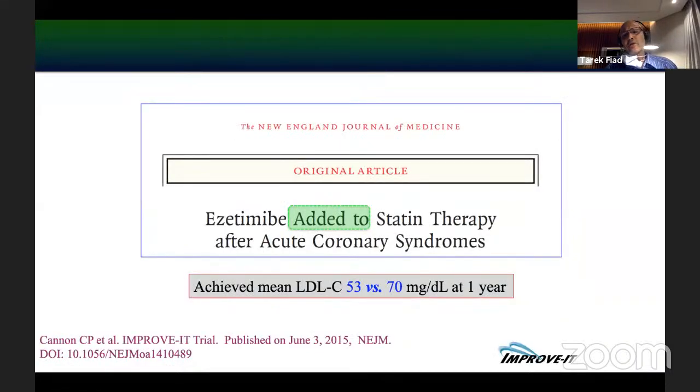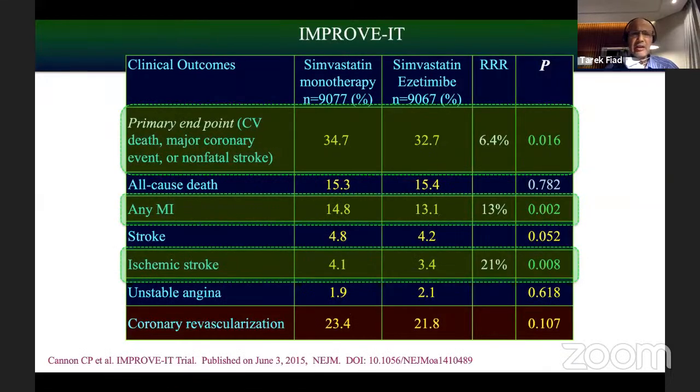Okay, so we knew that getting the LDL to that level was important. The evidence advanced further. So now using ezetimibe on top of statin, in the IMPROVE-IT study, they brought the LDL down to 53 milligrams per deciliter. Was that associated with benefit? And the answer is yes. So the primary endpoint in IMPROVE-IT was achieved, and there was a significant reduction in event rates. Again, if you look at myocardial infarction, significant reduction, ischemic stroke, significant reduction.